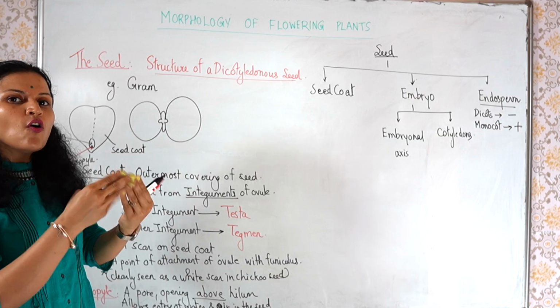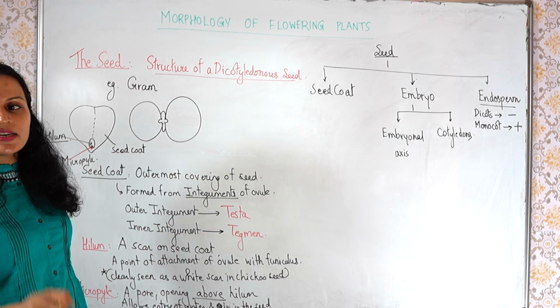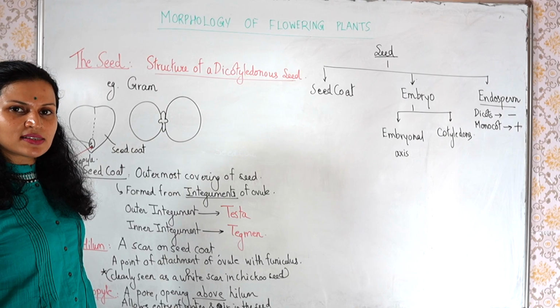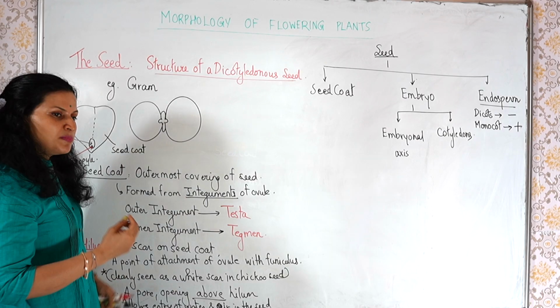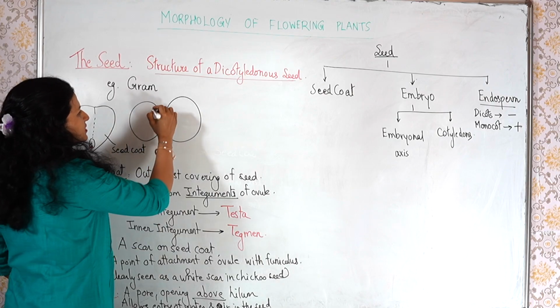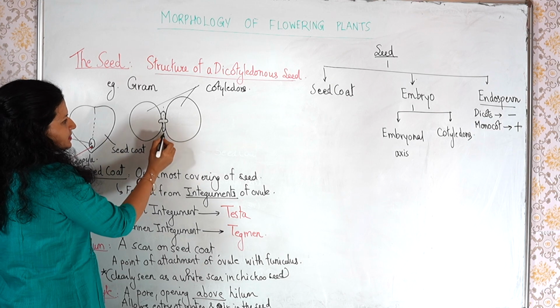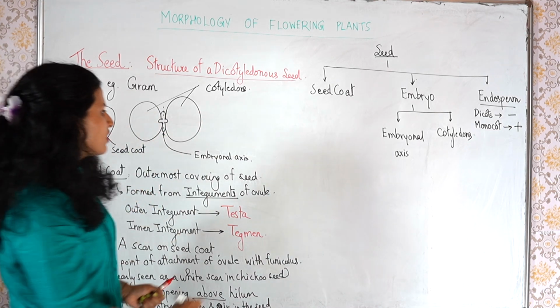They all will open in the middle into 2 such halves, which is not the case with monocot seeds like maize, which do not open in that manner. But pea, bean, gram, moong dal, all these seeds open in the middle. So these are the 2 cotyledons, and this is the embryonal axis. Now let's talk about this embryo aspect.